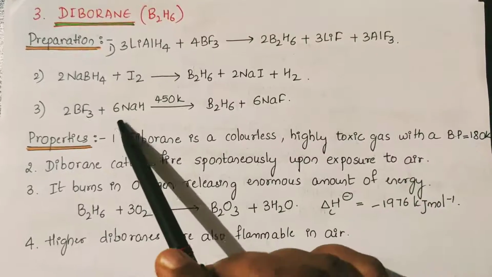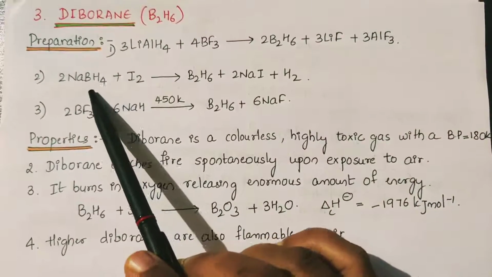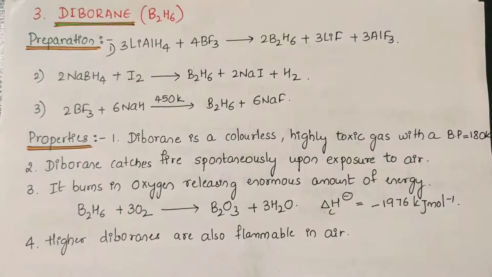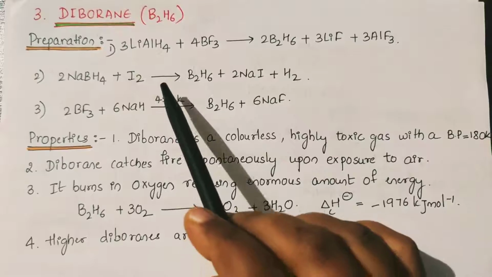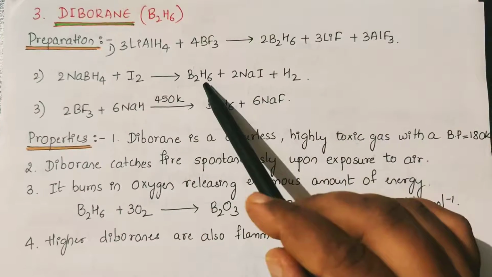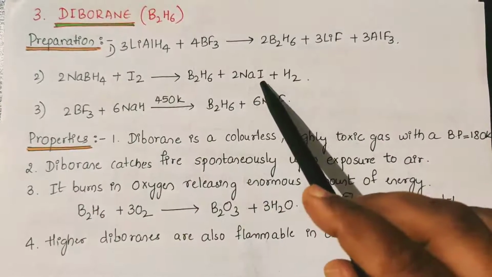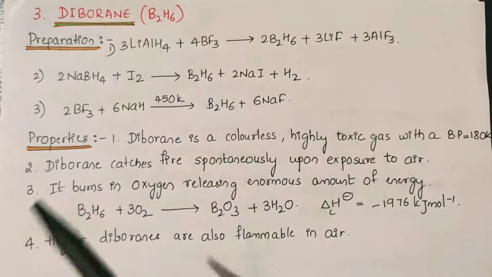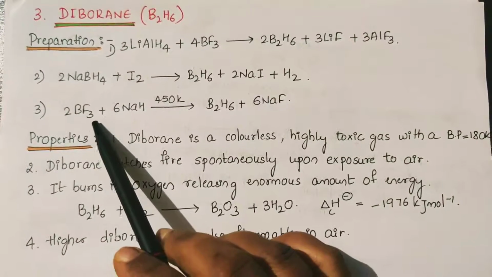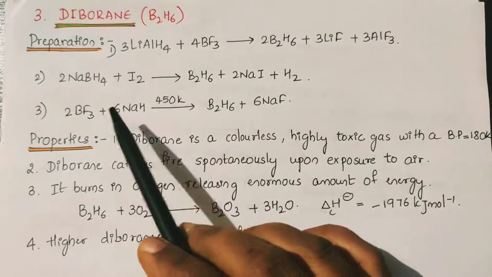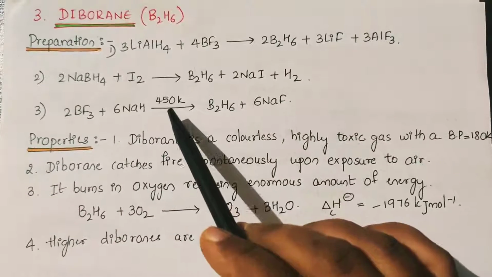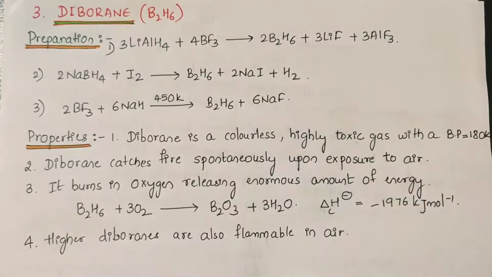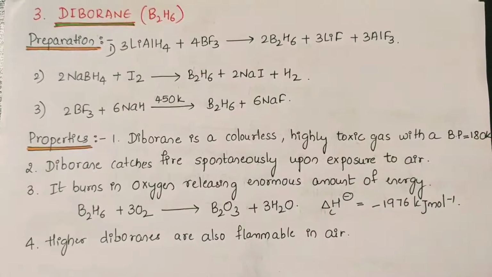As a laboratory method of preparation, you can prepare diborane by treating sodium borohydride with iodine. When you prepare it this way, oxidation takes place, you get diborane, sodium gets converted to sodium iodide, and hydrogen gas is liberated. Diborane is also prepared on an industrial scale by the reaction of boron trifluoride with sodium hydride at 450 Kelvin. You get diborane and sodium fluoride. So these are some of the methods of preparation of diborane.